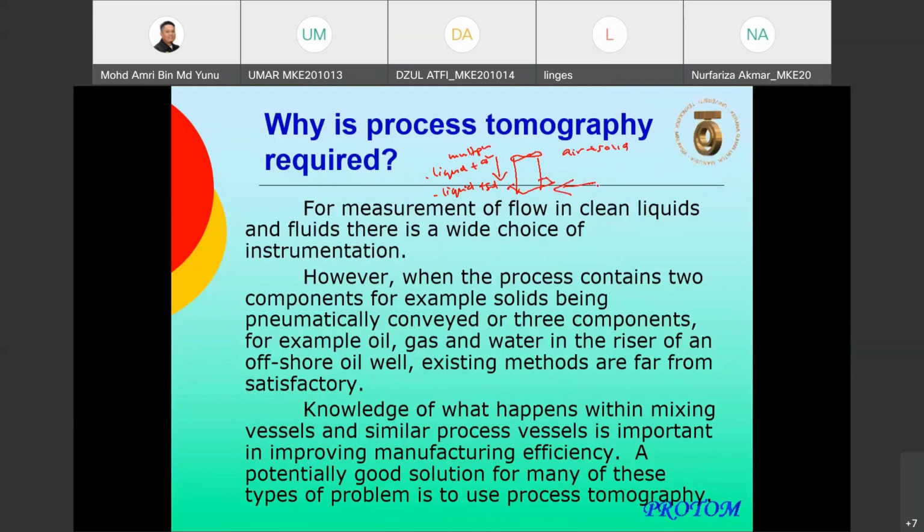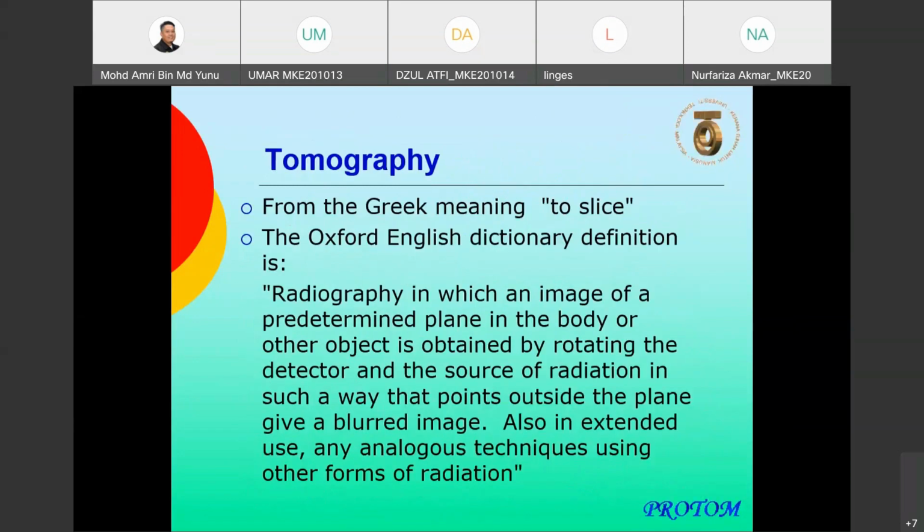In that sense, a few things that we want to see is the concentration in the form of an image. The concentration image of the pipeline, and from there we can estimate the volume flow rate, the mass flow rate, the velocity of the flow basically.